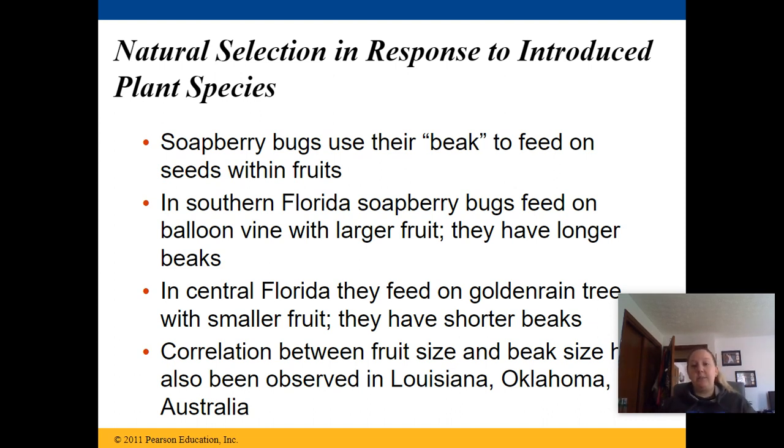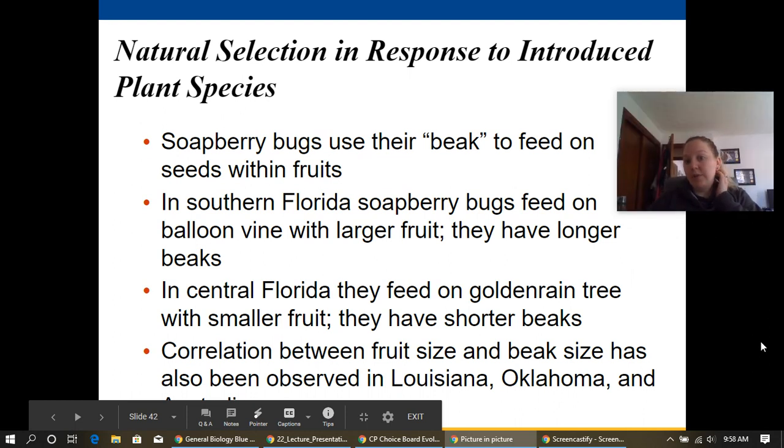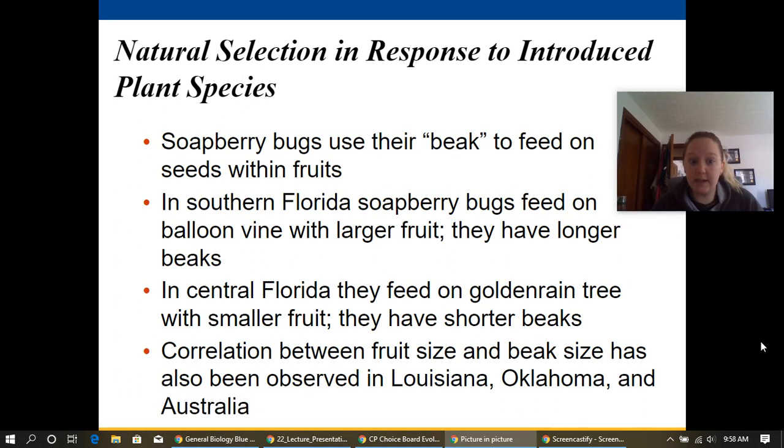Natural selection in response to introduced plant species. Soapberry bugs use their beak to feed on the seeds that are within fruits. In southern Florida, soapberry bugs feed on balloon vines with larger fruit, and they have longer beaks. But in central Florida, they feed on a specific tree that has smaller fruit, so their beaks are shorter. The correlation between the fruit size and the beak size is also closely observed in states like Louisiana and Oklahoma, as well as in Australia.